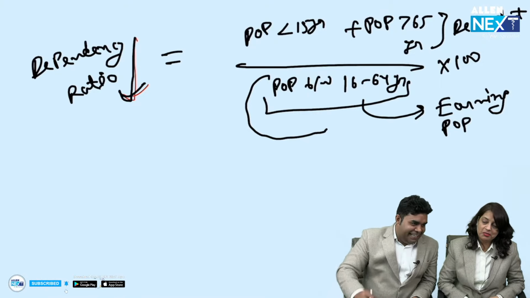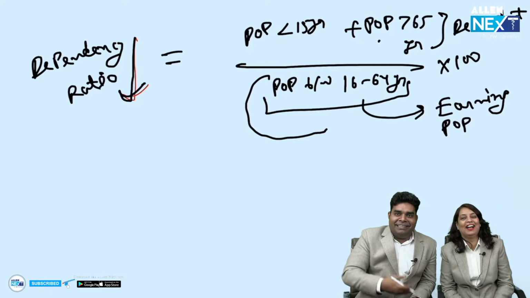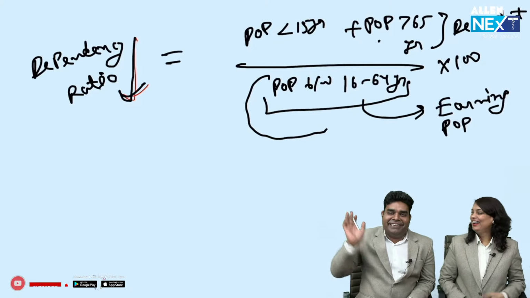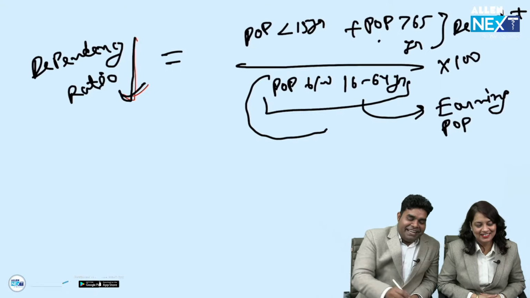Not possible. That is not possible. Second is to kill all those who are old age. If my mom listens, she will kill me with her slipper only. So again, not possible. So we should not think of it also.